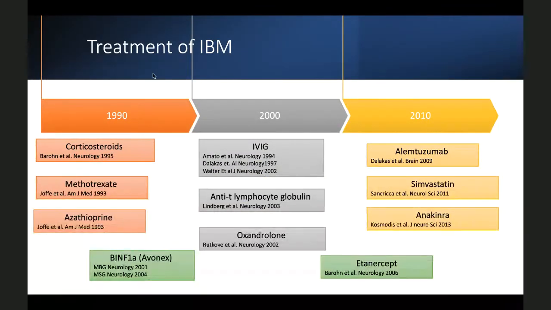Coming to the treatment of IBM, I have listed all the immunotherapies and the therapies that have been tried since the 1990s up to now. So you can see over here, we have tried corticosteroids. There have been studies on methotrexate, azathioprine, IVIG, anakinra, etanercept, alemtuzumab, and a lot more. So far, none of these treatments have been shown to be beneficial for patients with IBM at all.